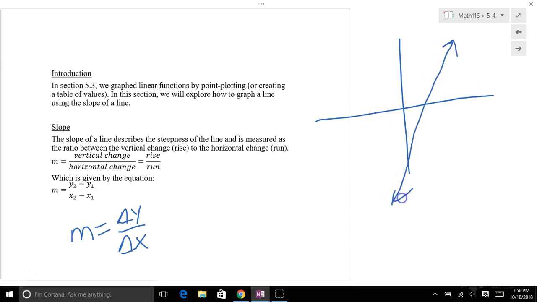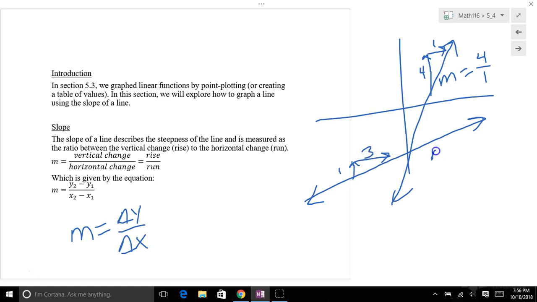Like this one might have a slope that, for every 4 units up, it goes over 1, so it's a slope of 4. Whereas this one, a much flatter one, might be for every 1 unit up, it goes over 3. So it has a slope of 1/3. Not as great of a slope.